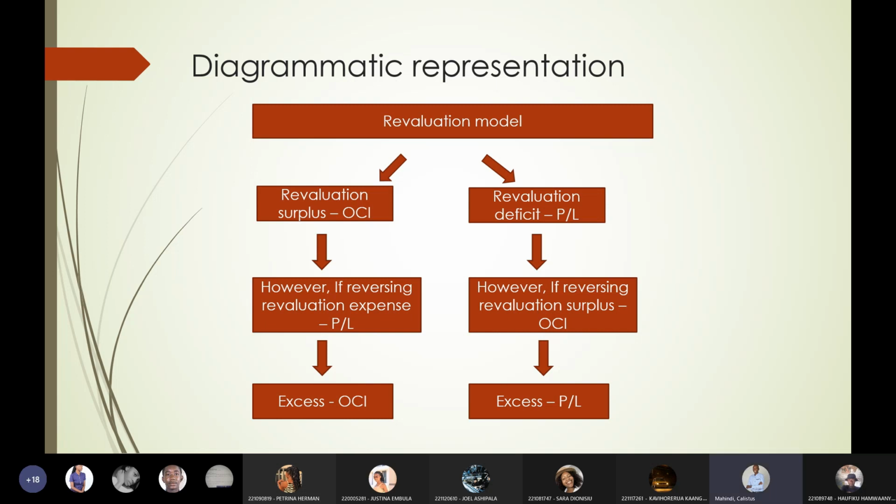All right. So in this instance, we had a previous revaluation surplus that we recorded in 20X1. And the value of the revaluation surplus that was there in 20X1 is 20,000. So first of all, we have to reverse that revaluation surplus. Okay. And then any excess we will now record as a revaluation expense in the statement of profit or loss.